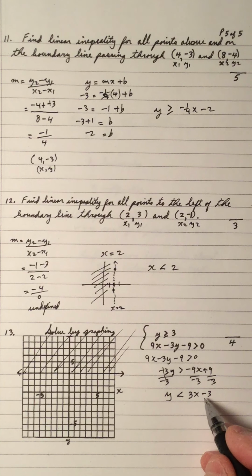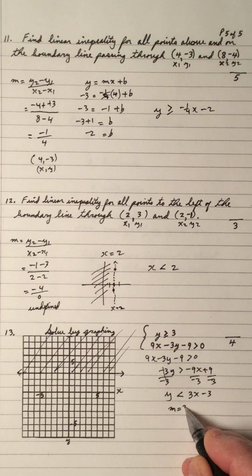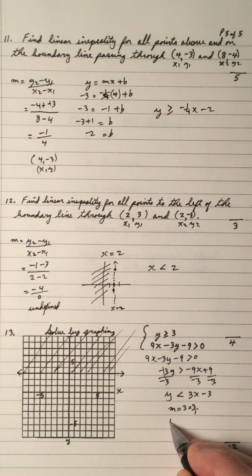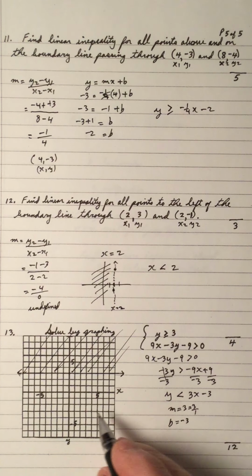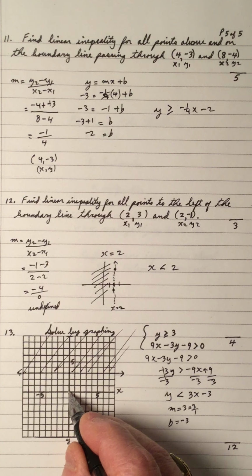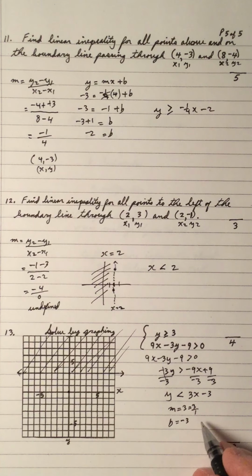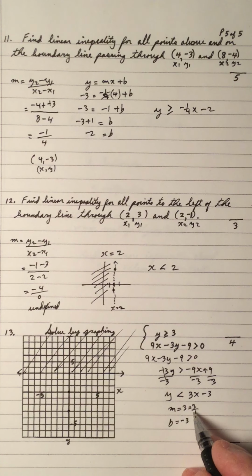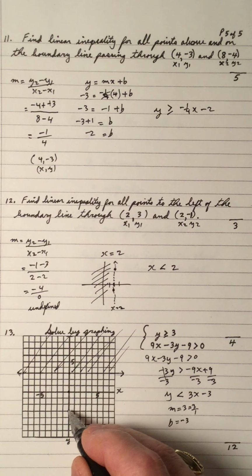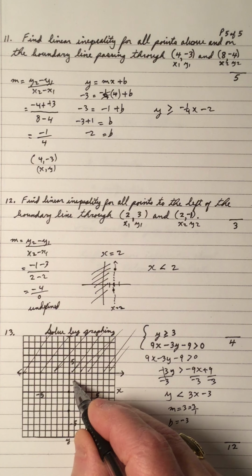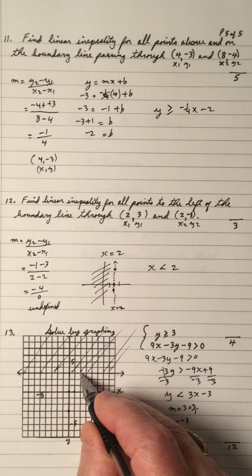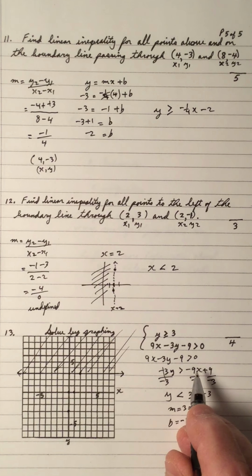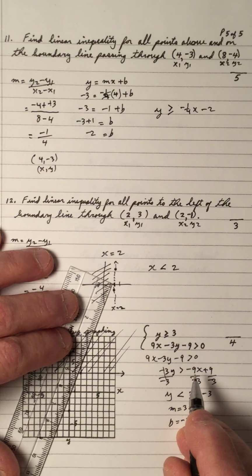So this inequality has a slope of 3, which is 3 over 1. The y-intercept is negative 3. So we plot the y-intercept. There's 0, zeros right there. So the y-intercept is negative 3: 1, 2, 3, negative. And the slope is up 3, right 1. Up 3, right 1. Up 3, right 1. So we'll draw the boundary line going through those 3 points.